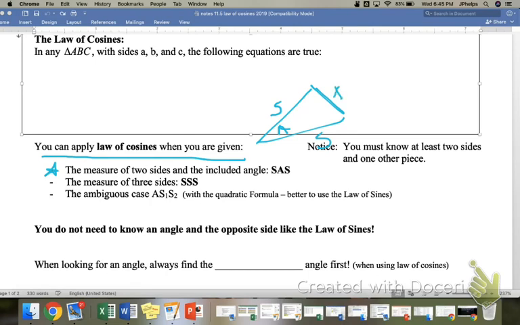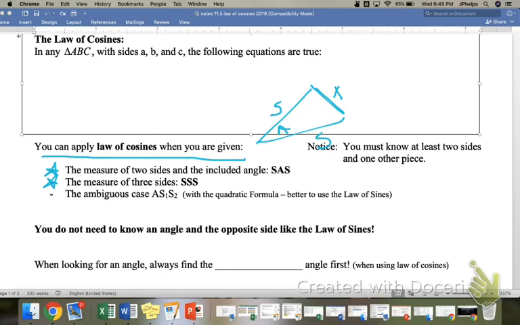The second time that we apply the law of cosines is if we're given the measures of all three sides. So if you're given the measure of all three sides, that's side, side, side, then we use the law of cosines. And the third case is if we have angle and then side 1, side 2. And we went over this in section 11.4 on the law of sines. I will be showing an example of this in part 4 or part 5. However, it is better for you to be using the law of sines for the ambiguous case.